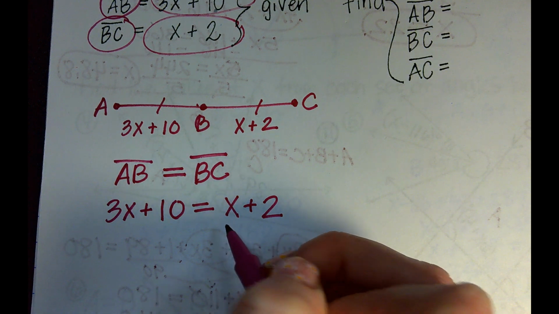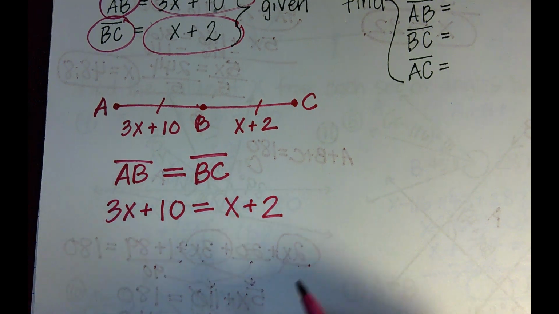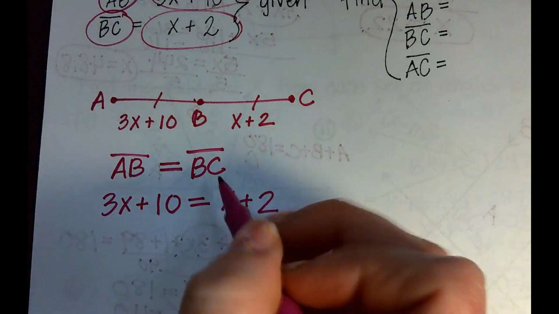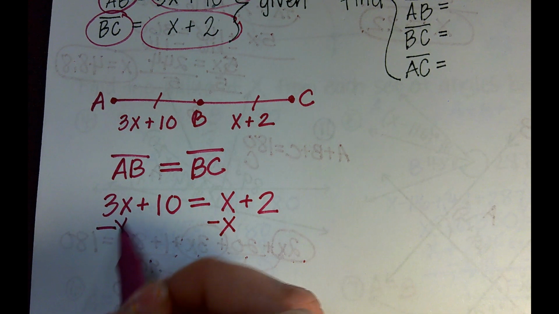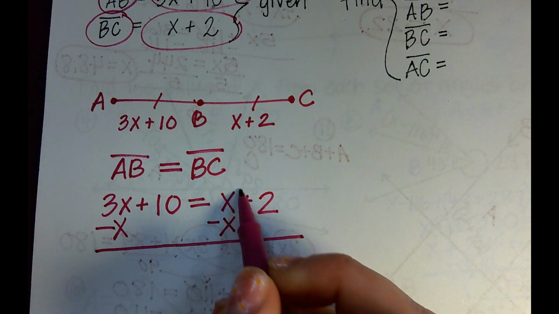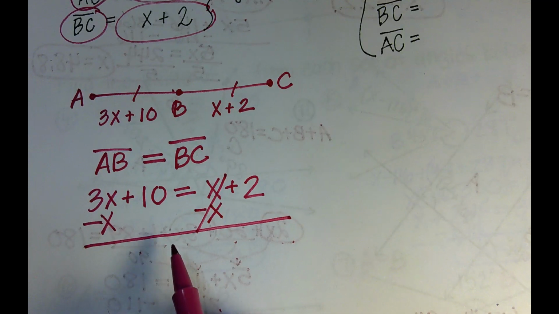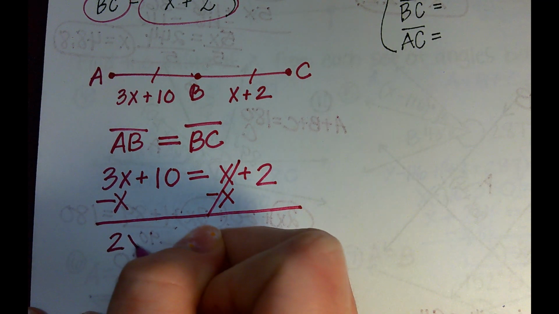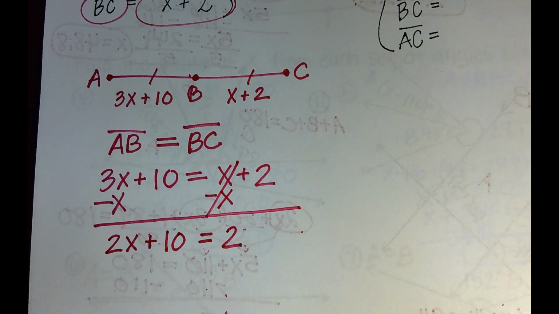Subtract x. I think subtracting x would be the better option, because otherwise you'll have a negative. Yes, we don't want to end up with a negative variable. It'll add more work at the end. So minus x on both sides. My x's cancel, and I'm left with 2x plus 10 equals 2.